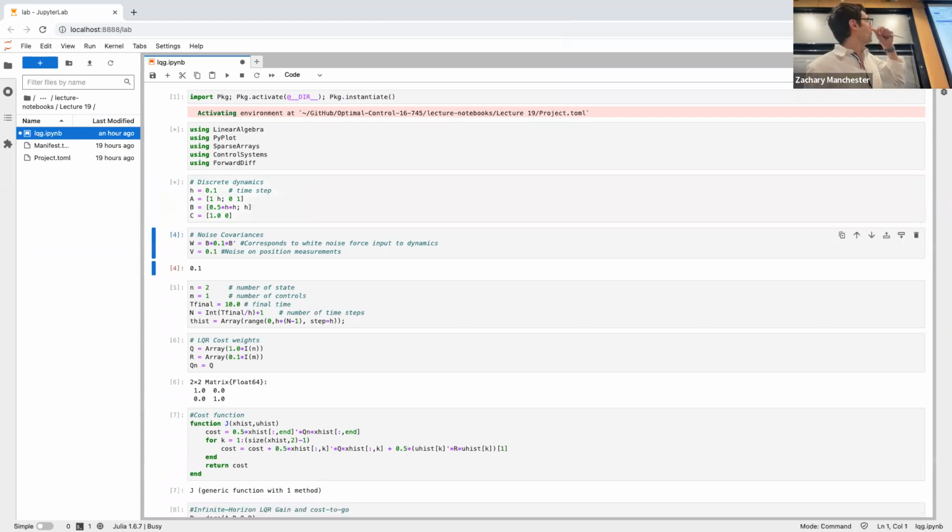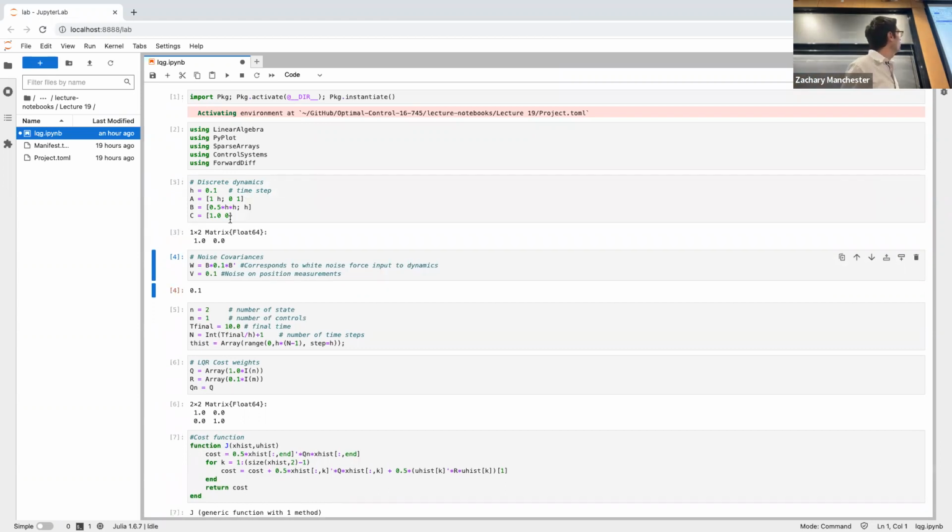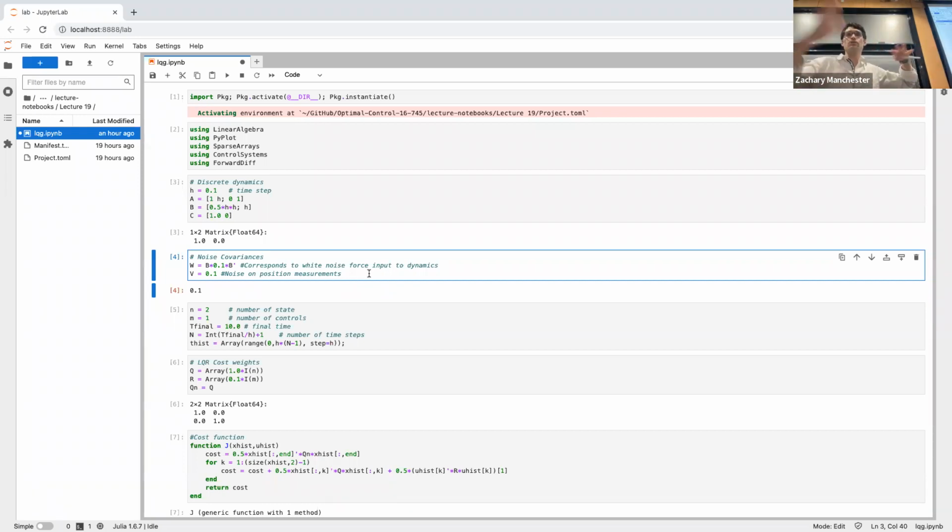Right. So this is going to be a really, really trivial example of a double integrator, like the sliding brick in 1D. These are the dynamics, right? We've seen these already. And then noise. We're going to put a white noise force input on the system, and white noise on the position measurements. We're going to have position measurements, no velocity. So it's basically a random walk process, right?